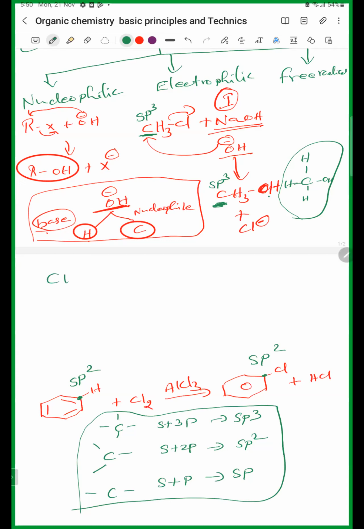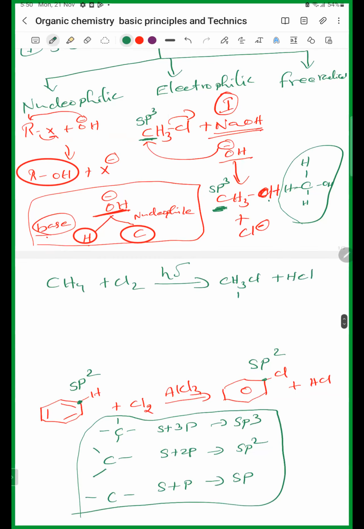Then, free radical substitution. When you have the methane molecule in presence of chlorine and light, it will give CH3Cl plus HCl, methyl chloride. Further it continues, and it will give CCl4, with 3 HCl. So this reaction is known as a photochemical reaction. In methane, all the hydrogens get displaced by chlorine. This is called free radical substitution.